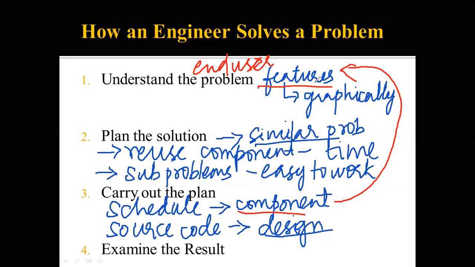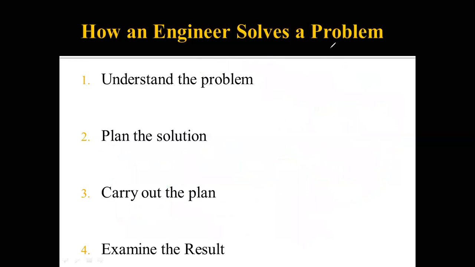Then the fourth one is examining the result. Examining the result basically means testing. You're going to test the particular software. You're going to identify whether this particular solution that you're producing gives you the particular result that the end user wanted in the first place. You're going to examine this result. So these were the basics that we've covered for software engineering.